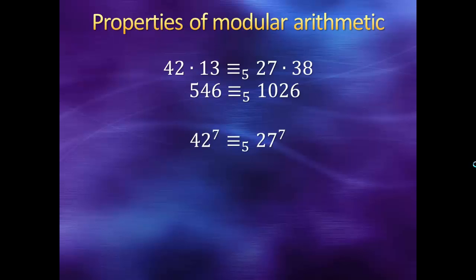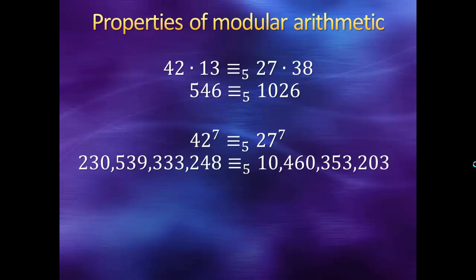Finally, let's raise 42 and 27 to the 7th power. 42 to the 7th power equals 230,539,333,248, and 27 to the 7th power equals 10,460,353,203. Daunting numbers, but all we need to do is look at the last digit of each to see that both of them will have a remainder of 3 when divided by 5. So there we go. All 4 of our properties have been demonstrated.